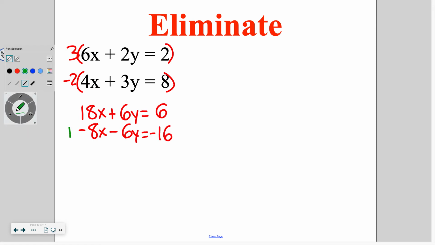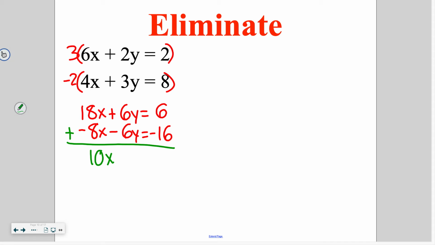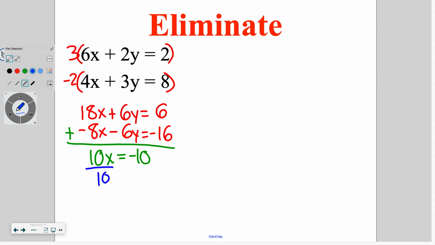When I add these two equations, I end up with 10x, 18 plus -8 is 10. 6 plus -16 is -10. I finish solving by dividing both of those by 10 and get an answer of x is equal to -1. Now, I need to plug it back in.